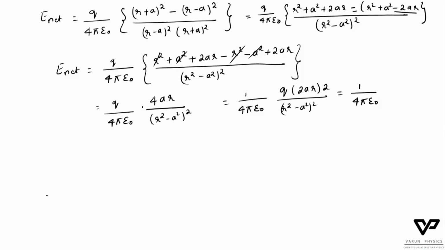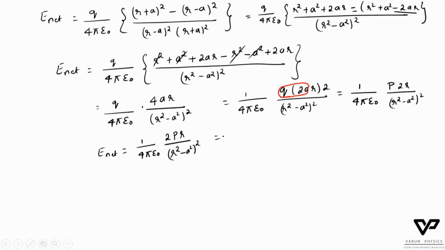Therefore, here also, if you observe, what do I have? One Q, and another Q and 2A. If we combine these two, what will I get? P, which means dipole moment. Therefore, I will write it as P into 2R divided by (R square minus A square) whole square. Therefore, E net is equal to 1 by 4 pi epsilon naught 2 times PR divided by (R square minus A square) whole square. So now this is our final output.